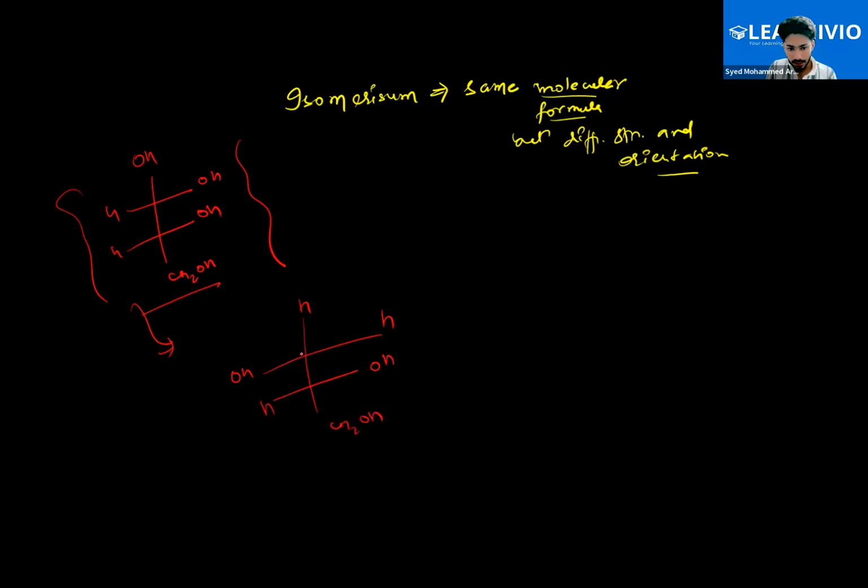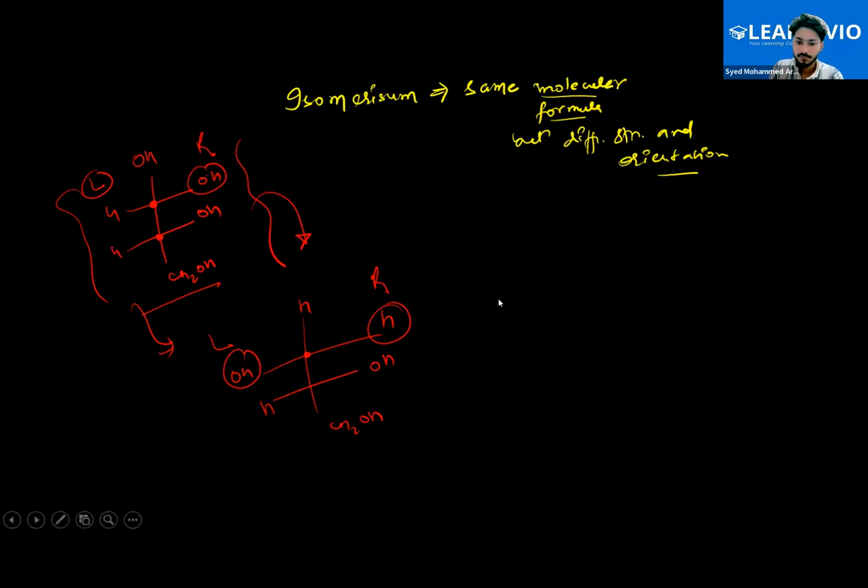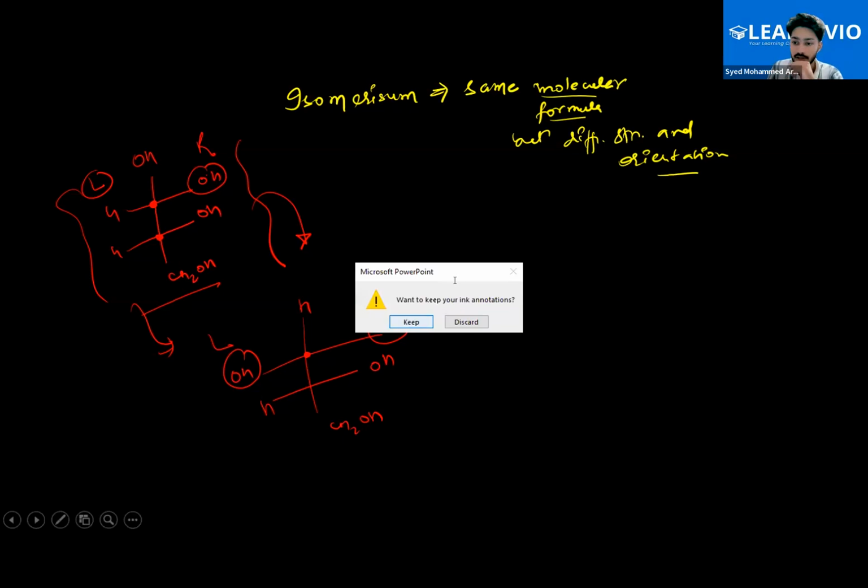If you see, this is the first position, the first carbon, this is the second carbon, this is the third carbon. At the first position, I changed the position of this OH from the right side to the left side. This is the right side and this is the left side. So I have changed the orientation of my OH, and on changing the orientation, it also gives different properties. Getting my point? Yes, sir. So this is the change in orientation, and this comes under the stereoisomer.